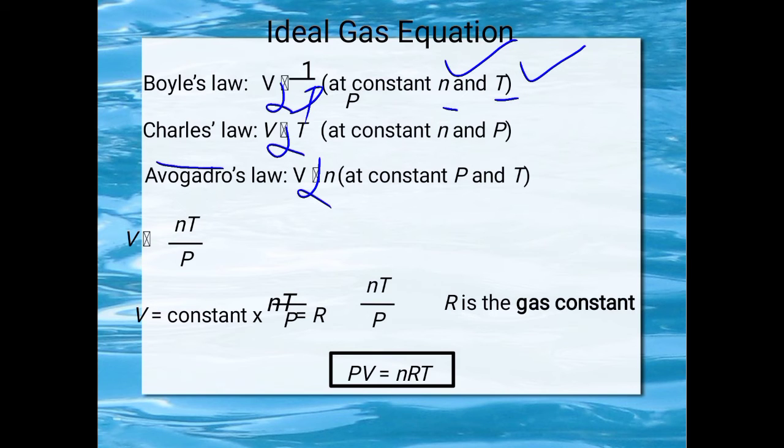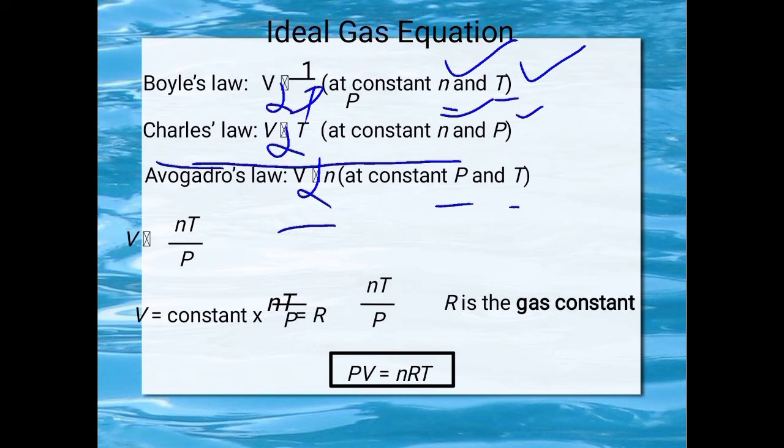If we move to Charles' law, according to Charles' law, we know that volume is directly proportional to temperature at constant pressure. So, number of moles and pressure are constant here. If we take Avogadro's law, what variables are held constant? Pressure and temperature. And volume is directly proportional to number of moles.